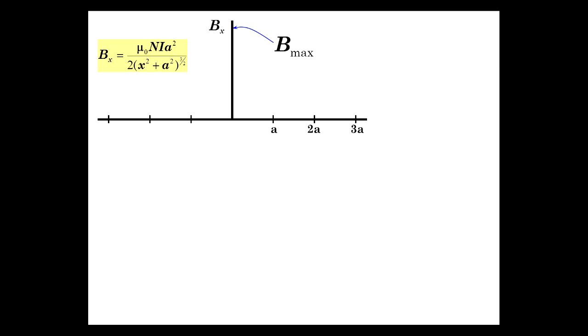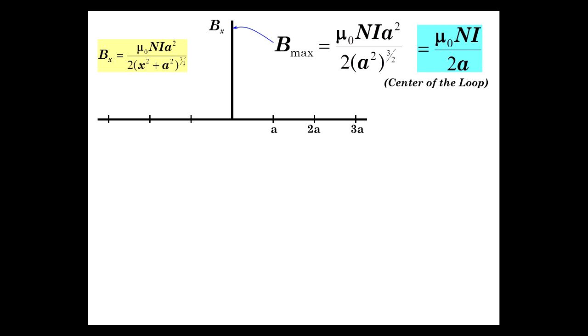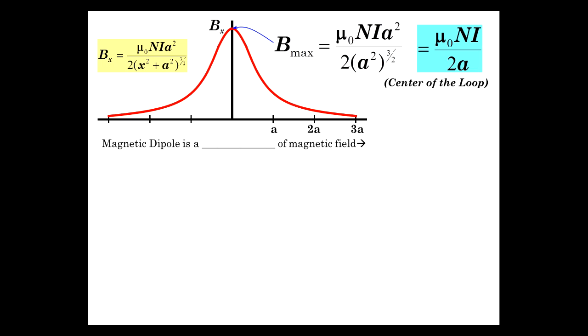Now, the maximum is obviously in the center, at x equals 0, because x is in the denominator and it's 0. So the maximum value is mu 0 N I a squared over 2 times a squared to the 3/2 power, which simplifies down to mu 0 N I over 2a. So notice that the maximum B field is inversely proportional to a. All right, so when we graph this out, we get something that looks like this. Maximum in the center, trails off very rapidly in both directions.